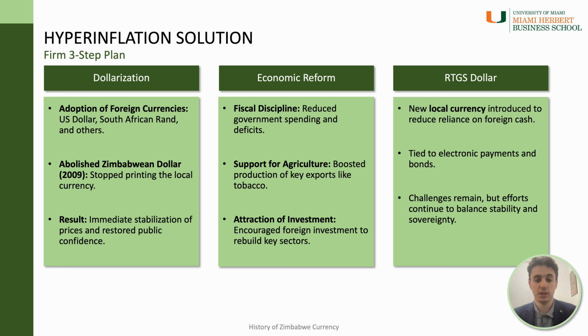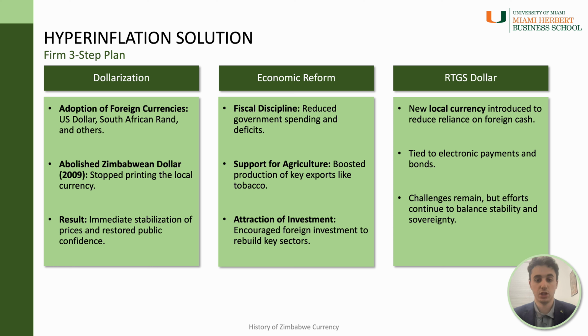The first and most significant solution was dollarization. In 2009, Zimbabwe abandoned its local currency and allowed the use of foreign currencies, such as the US dollar. By doing this, the government effectively removed the hyperinflated Zimbabwean dollar from circulation. Dollarization immediately stabilized prices, curbed inflation, and restored confidence in the economy. People could finally transact in a stable and reliable currency, which was a critical step in regaining public trust.